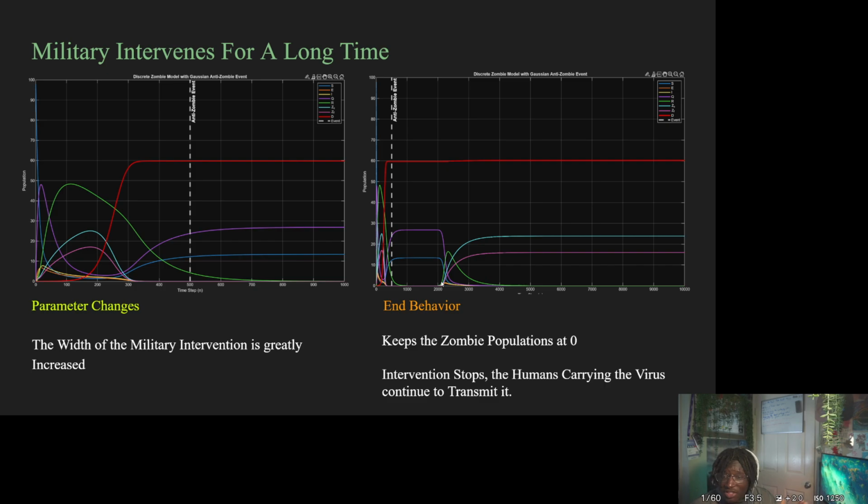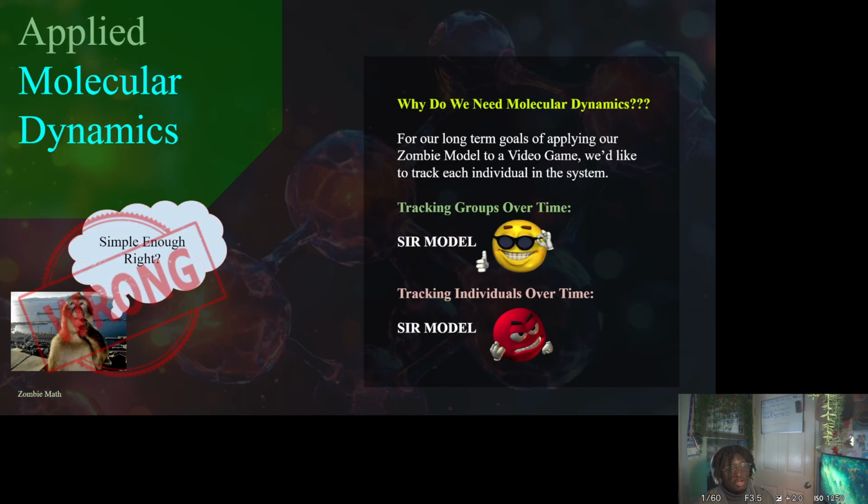But as soon as that military intervention is over, the zombie populations are able to make a comeback again, because as stated previously, we did not target the infectious group, right? These are the people that are still human, and they're infecting other humans again. So that's pretty cool. We have our graphs. We have the ability to track how each group changes over time.